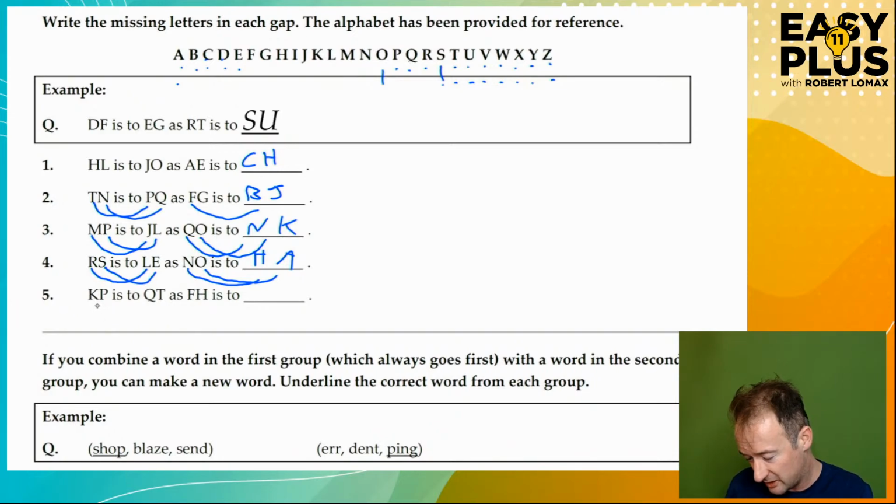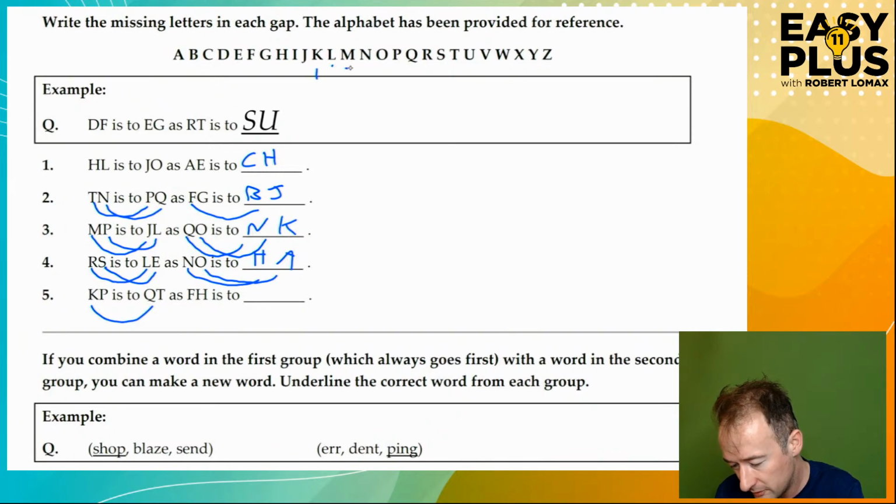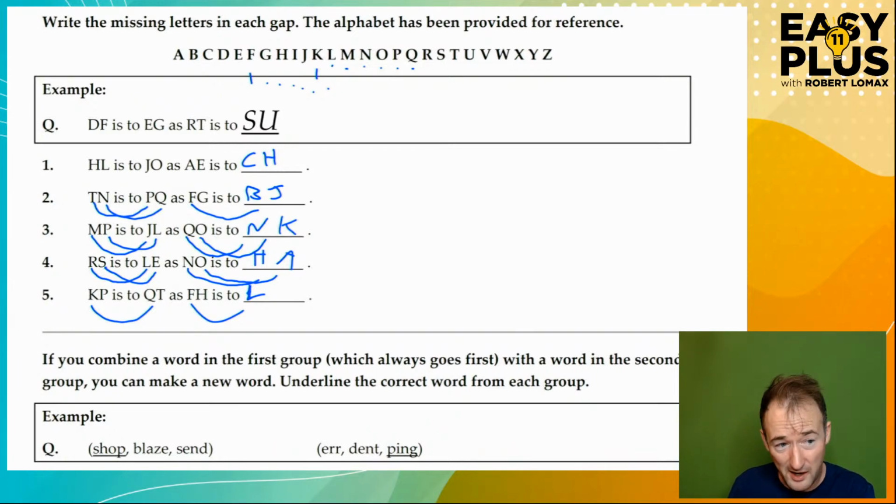K is to Q. K is to Q, okay? K to Q. I've got to rub some of this rubbish out because it's going to be confusing. Here's K, 1, 2, 3, 4, 5, 6. Q, 6 to the right. So F is 2. So from F we go 1, 2, 3, 4, 5, 6. That's L. Okay, that's an L, not a V, honestly, promise.